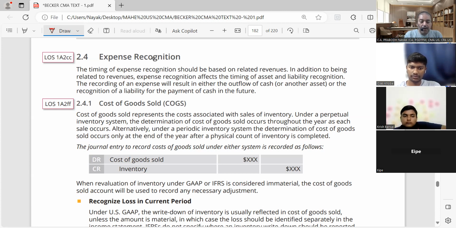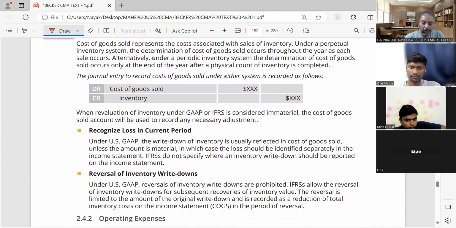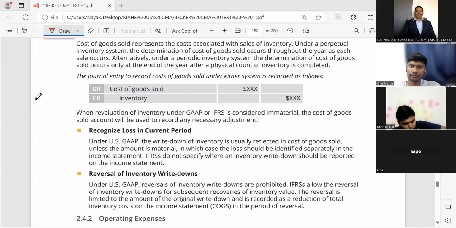Okay. Recognize loss in the current period. Under US GAAP, the write-down of inventory is usually reflected in the cost of goods sold unless the amount is material. That means if you are writing down inventory, if you are reducing the value of the inventory, then that should be done by debiting the cost of goods sold and crediting the inventory because your inventory is going to reduce. In which case the loss should be identified separately in the income statement.